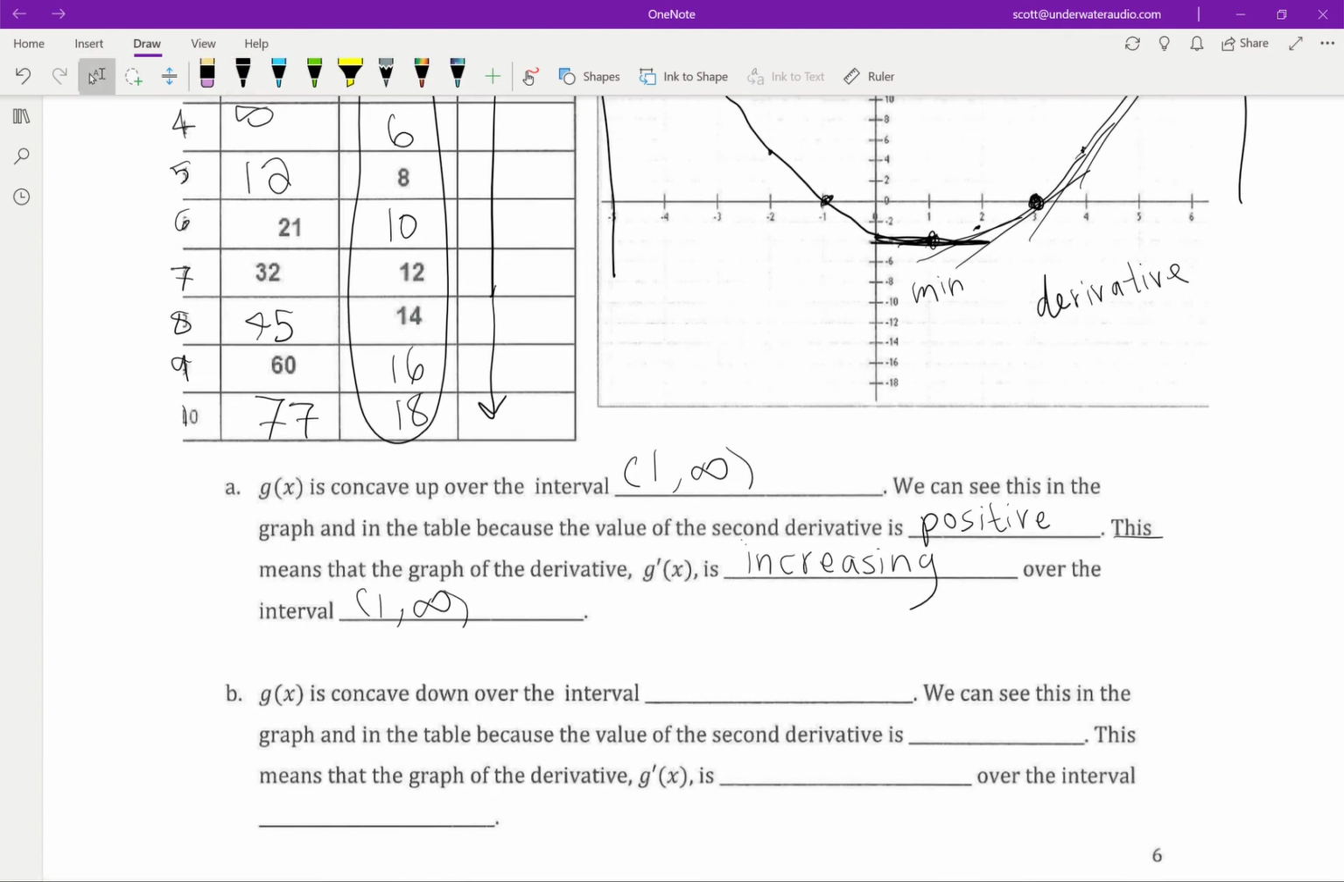Okay, g of x is concave down over the other interval, so negative infinity to 1. We can see this in the graph and in the table because the value of the second derivative is negative. This means that the graph of the derivative is decreasing over the same interval.